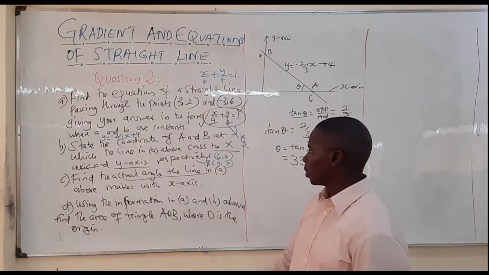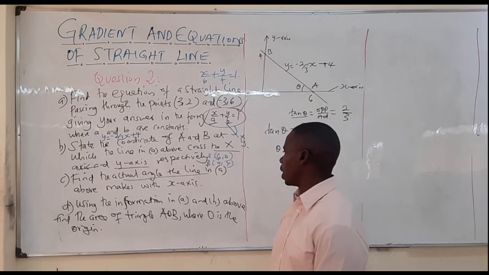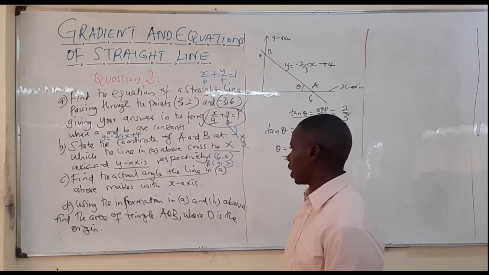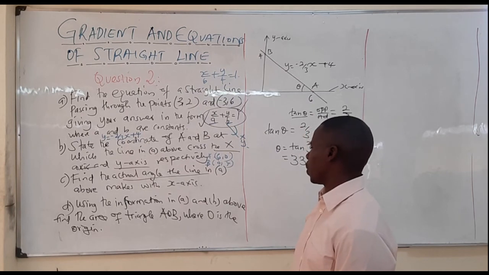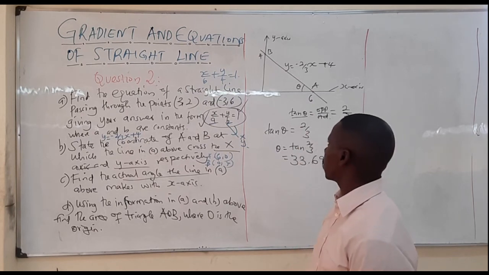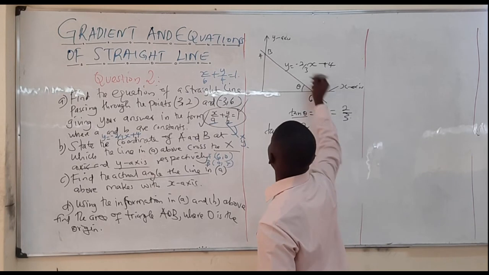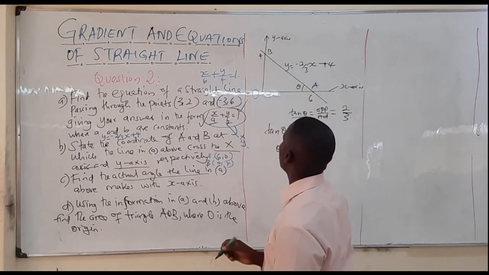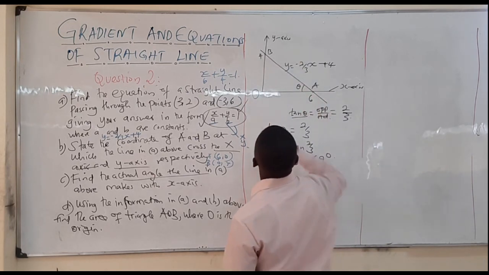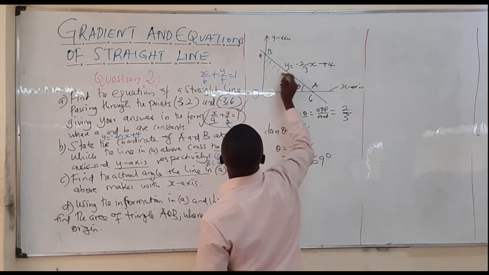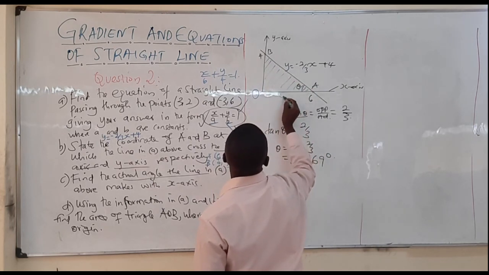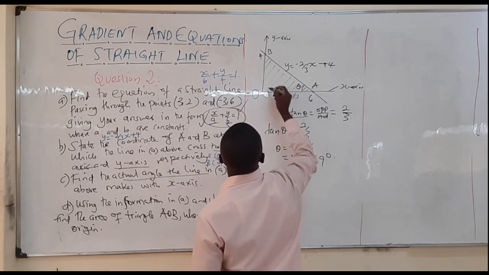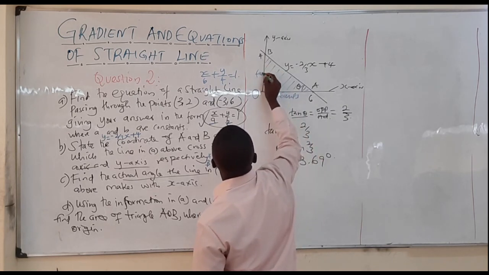Lastly, we are required to get the area of the triangle AOB using the information in A and B above, where O is the origin. So this is our A, B, this is our O, the origin. We need to get the area of that triangle. From here to here, these are 6 units, and from here to here, those are 4 units.